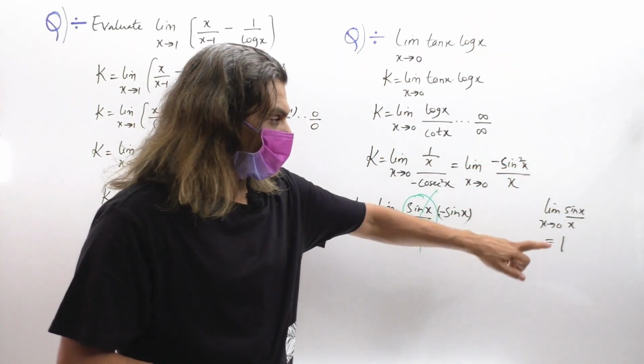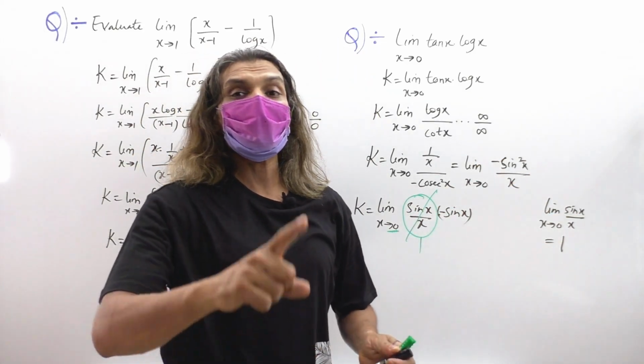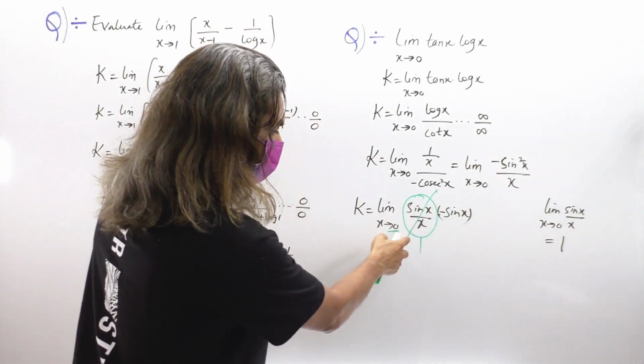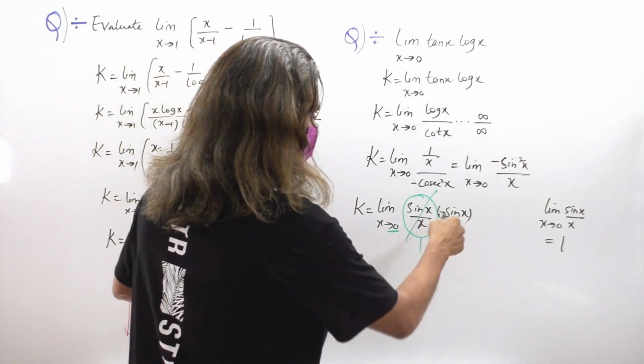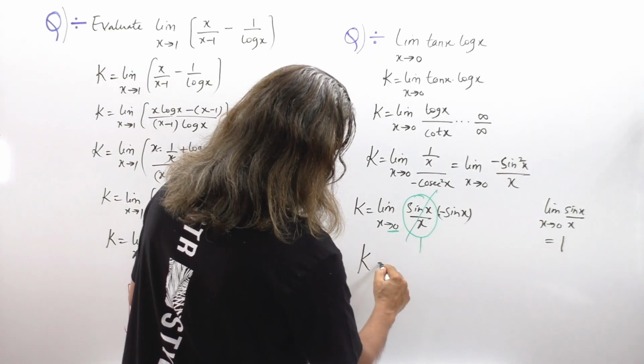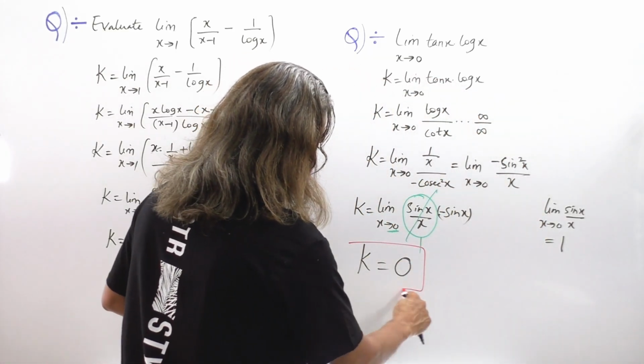So the limit of sin x by x as x tends to 0 is always equal to 1. So here both are satisfied, x is tending to 0 and sin x by x is 1. So put the value here. Sin 0 is 0, therefore k is equal to 0. So k is equal to 0 is the answer here.